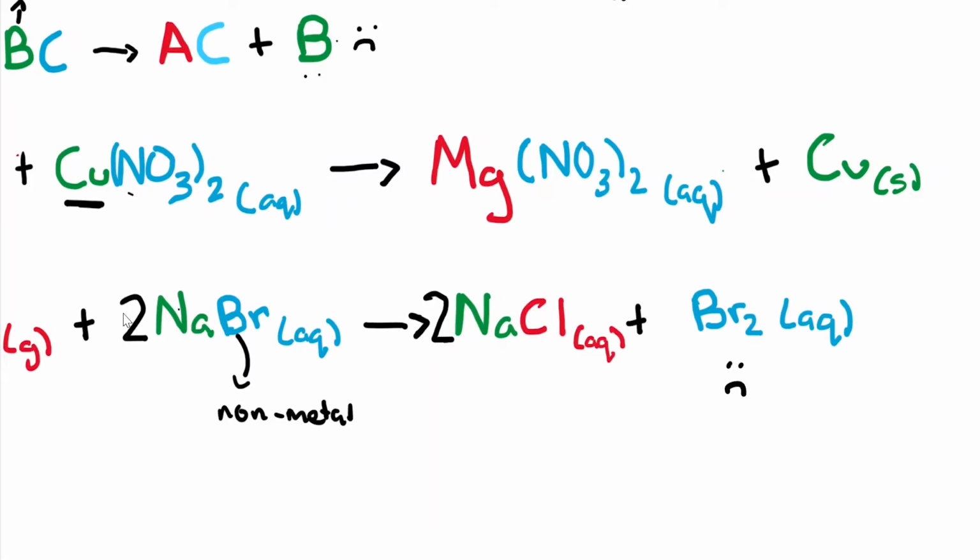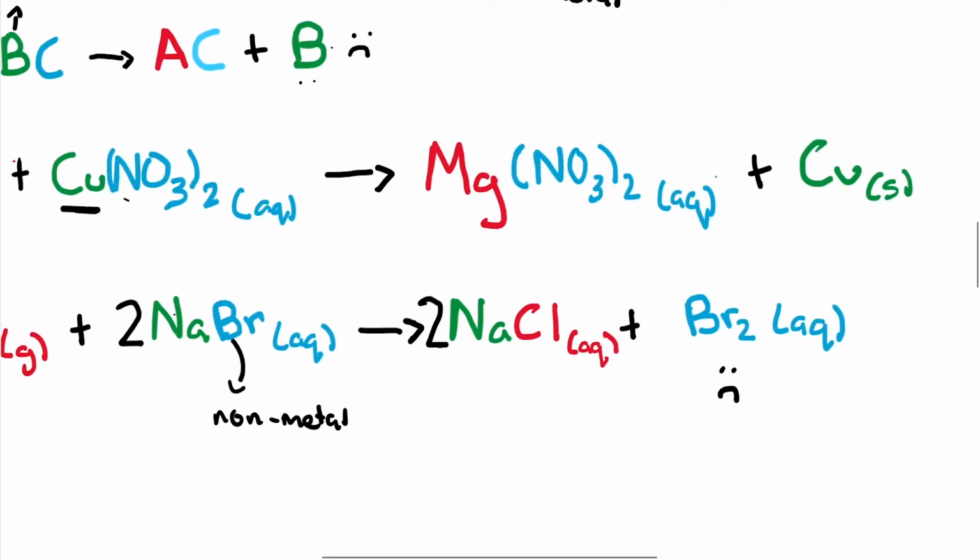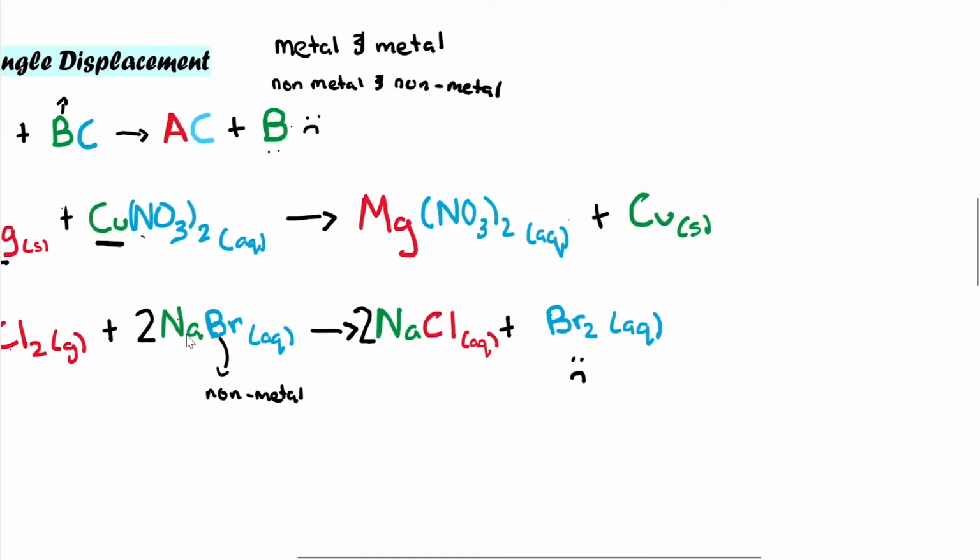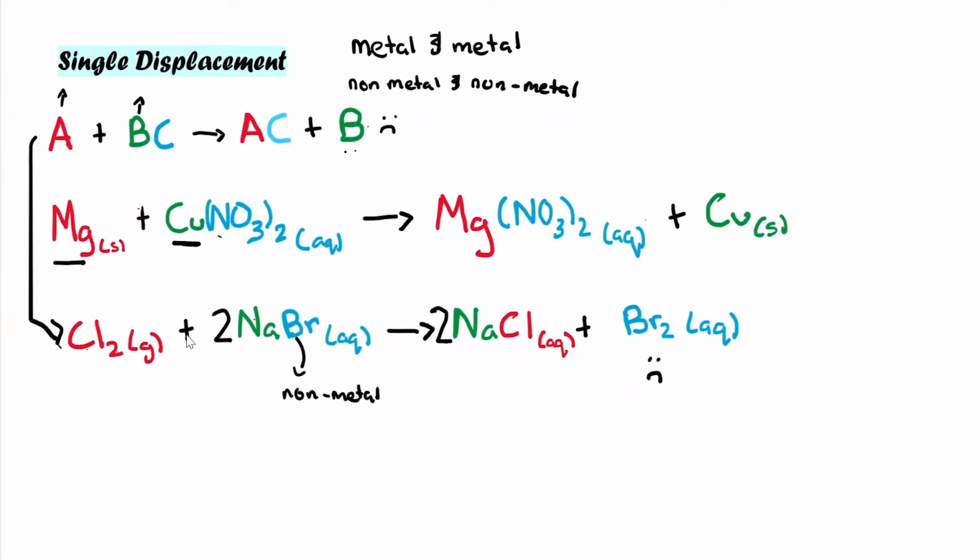And since it's by itself, it's going to have two. That's how diatomic elements work. All right, and just as a side note, these little coefficients here are just to balance equations. They're not extremely significant to the actual nature of the reaction. All right, so hopefully that made sense.